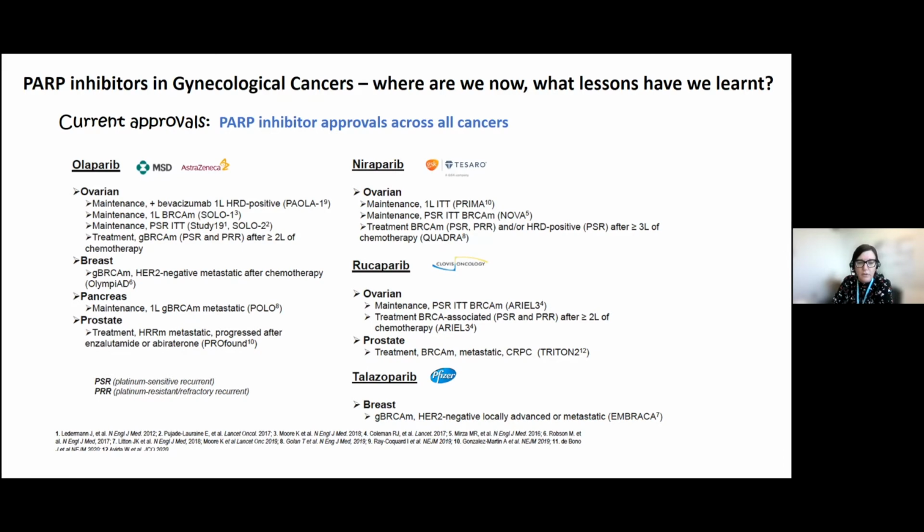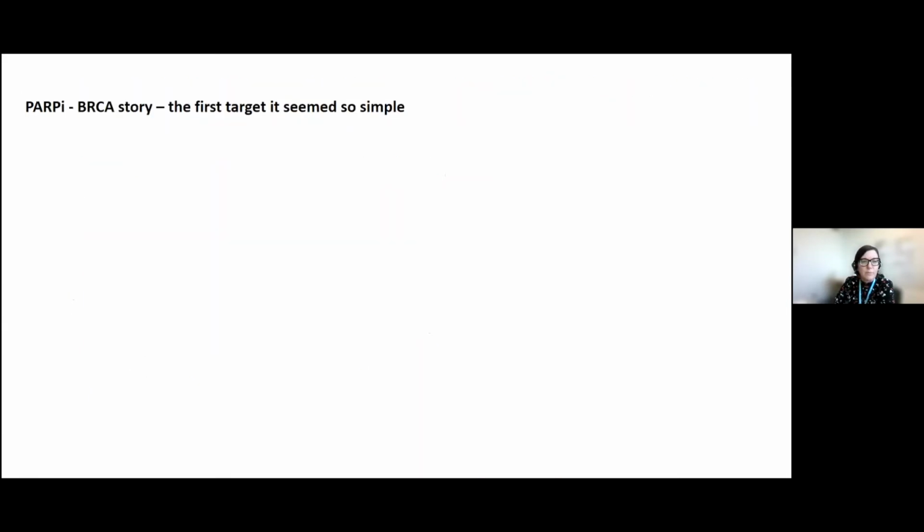So this is the current approvals of PARP inhibitors across all cancers. So we see approvals, this is sort of global at FDA approval as opposed to accessible in Canada, but we know there's approvals in ovarian cancer in the frontline setting and in the recurrent setting, and now in combination with bevacizumab in the frontline setting through the PAOLA trial. There's also approvals in breast, pancreas, and prostate for various settings.